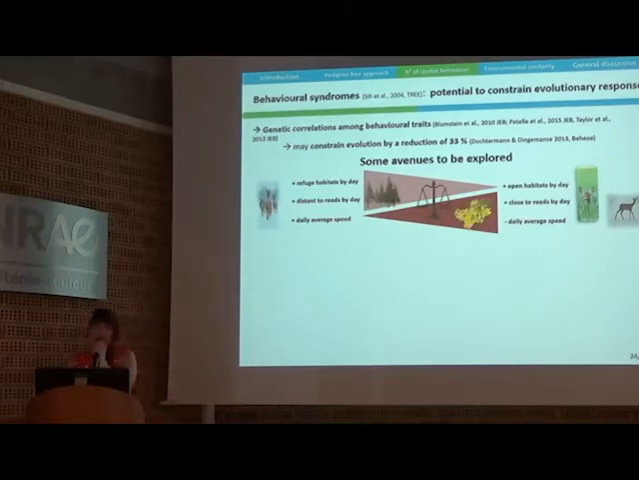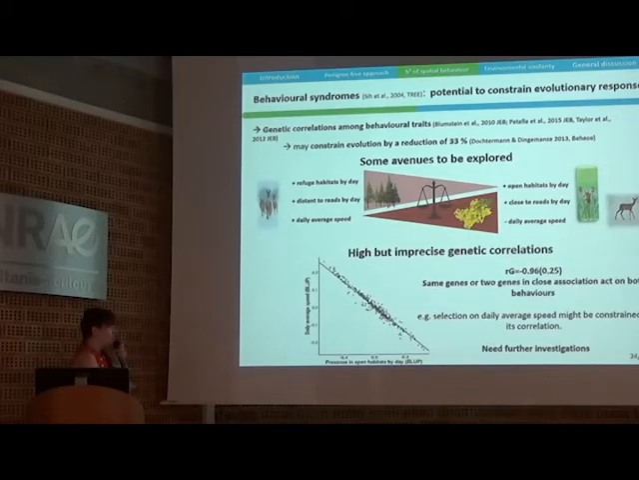So this might not be surprising and might reflect the trade-off between risk avoidance and resource acquisition. For example, individuals, by being more in open habitat, will have access to higher quality but also quantity of food, and so they have to move less to satisfy their energetic needs, and have a lower daily average speed. Those correlations were also found at the genetic level. For example, here you can see the correlation between daily average speed and being in open habitat, with a genetic correlation of -0.9, but we have quite imprecise estimates.